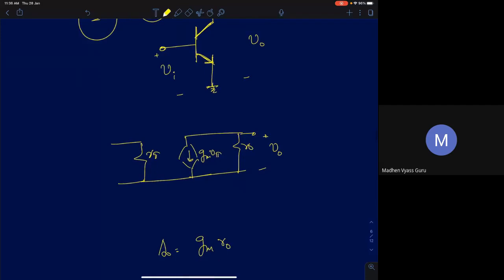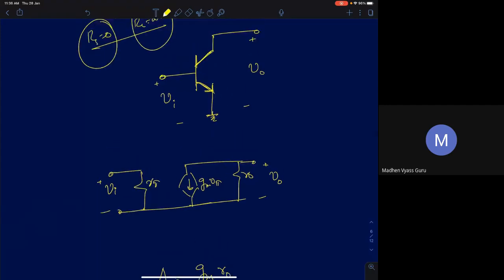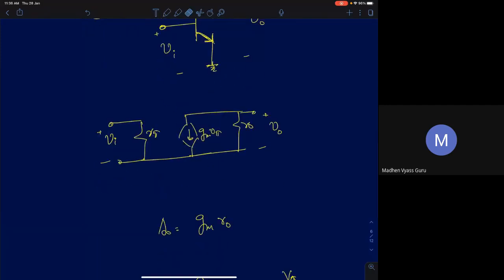I am going to apply my input voltage here. This is your input voltage. If this is your input voltage, what will be your V pi? Can I say V pi equals Vi? Because this is the base emitter voltage, V pi equals Vi. So if V pi equals Vi, I'll write this as gm Vi. This node becomes gm Vi.